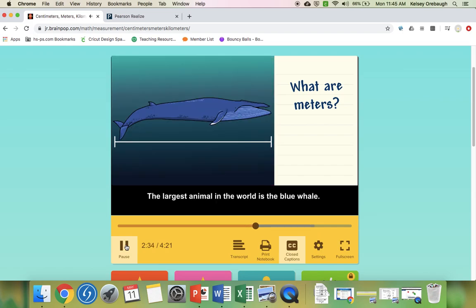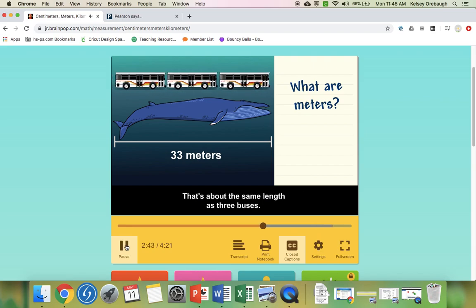The largest animal in the world is the blue whale. They can be about 33 meters long. Imagine that's 33 baseball bats. That's about the same length as 3 buses.